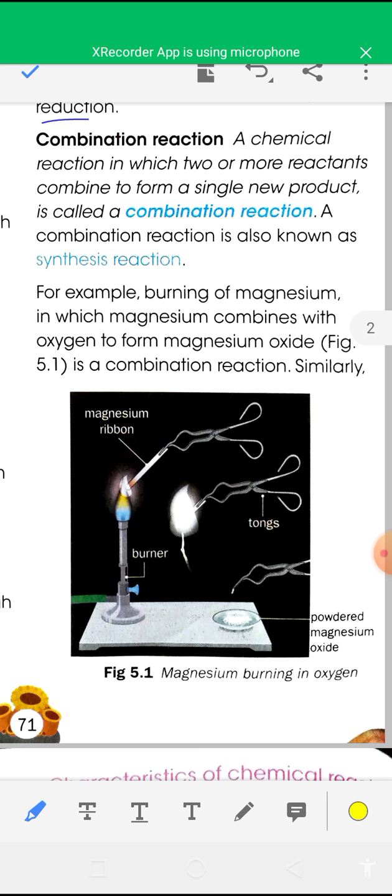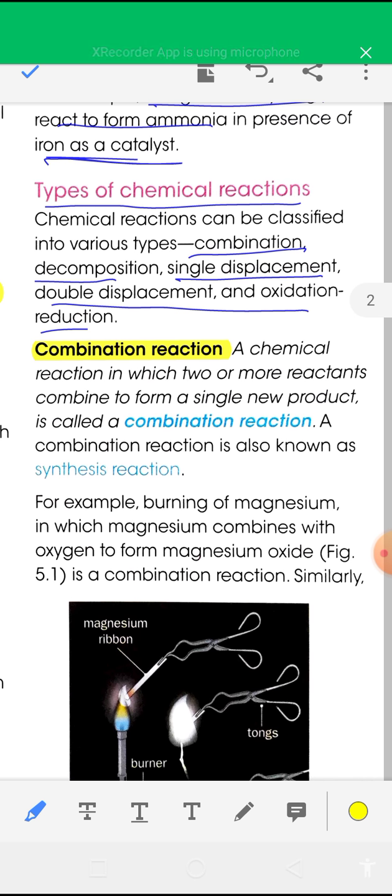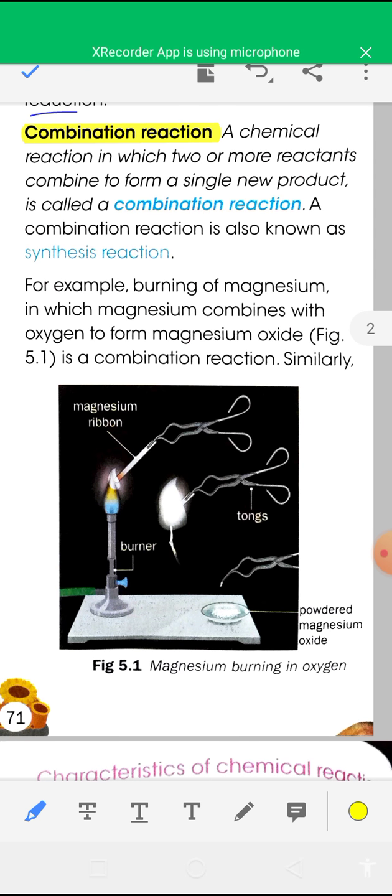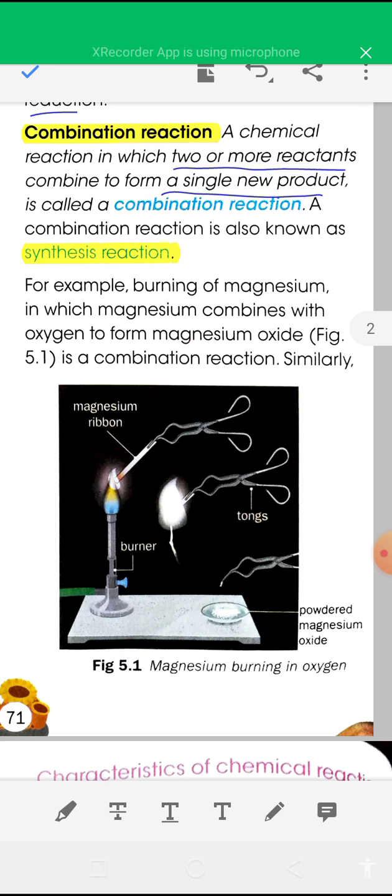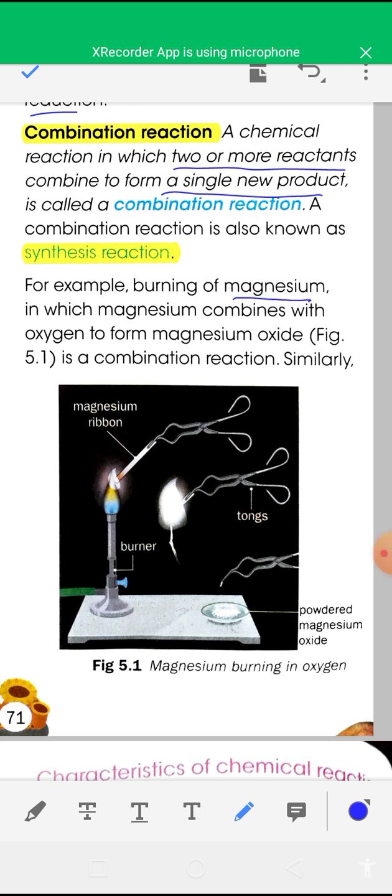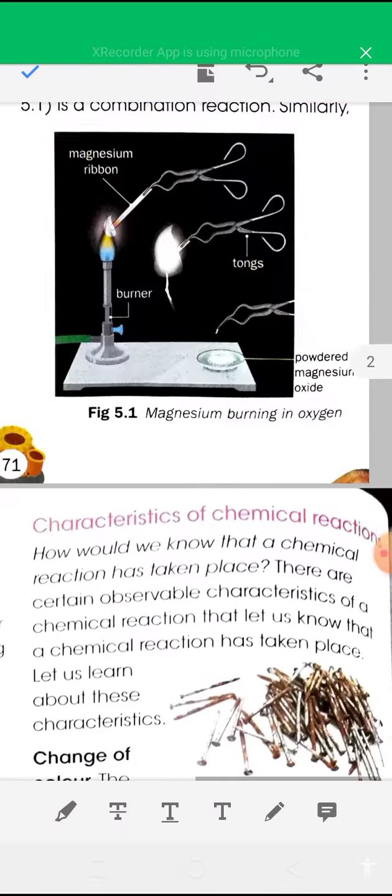So the first type of reaction is combination reaction. So what is a combination reaction? It is also known as synthesis reaction. A chemical reaction in which two or more reactants combine to form a single new product is known as a combination reaction. In a combination reaction, two or more reactants combine together to form a single product. For example, when magnesium burns in air, magnesium combines with oxygen to form magnesium oxide. So this is a combination reaction.